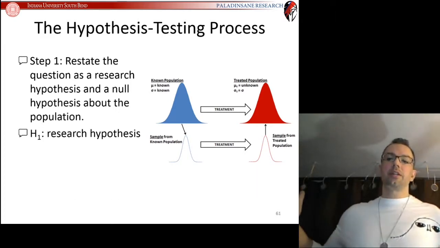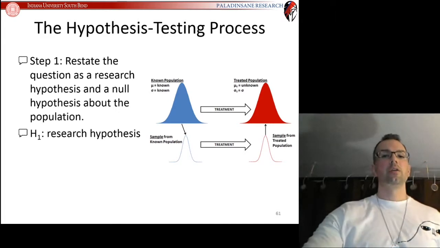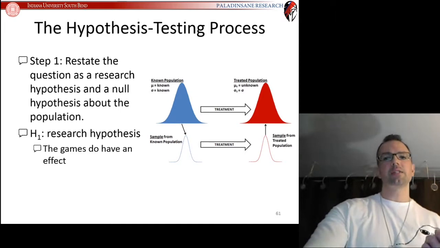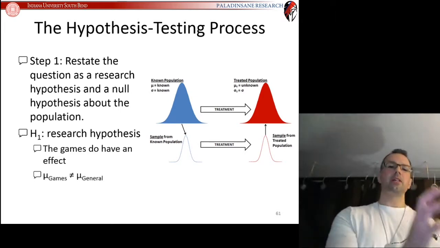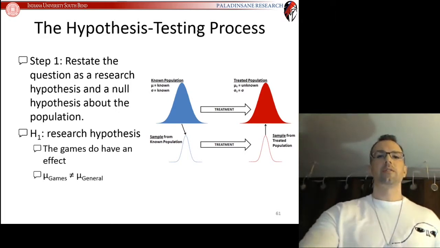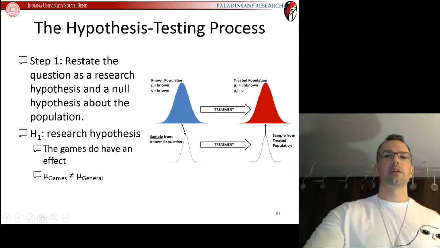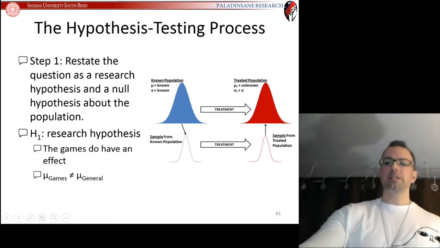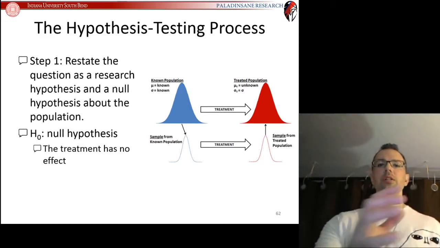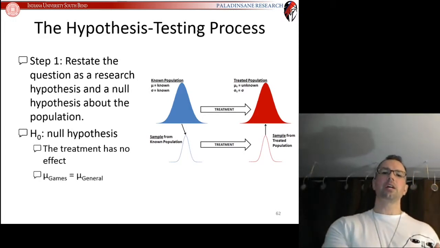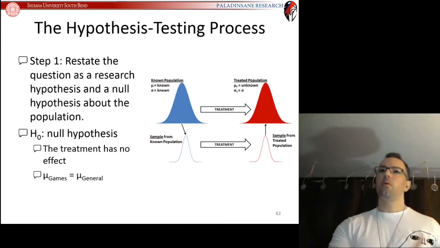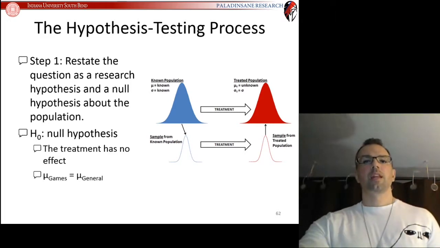So therefore, the research hypothesis and the null hypothesis, they're not going to change. Research hypothesis is still that the games do have an effect. Your treatment does something, and that's still going to be that the mean self-esteem for the games population does not equal the mean self-esteem of the general population. So your treatment does something. The null hypothesis is still going to be that your treatment has no effect, that the game students population is going to have the same self-esteem as the general student population as well. So step number 1 doesn't change at all.